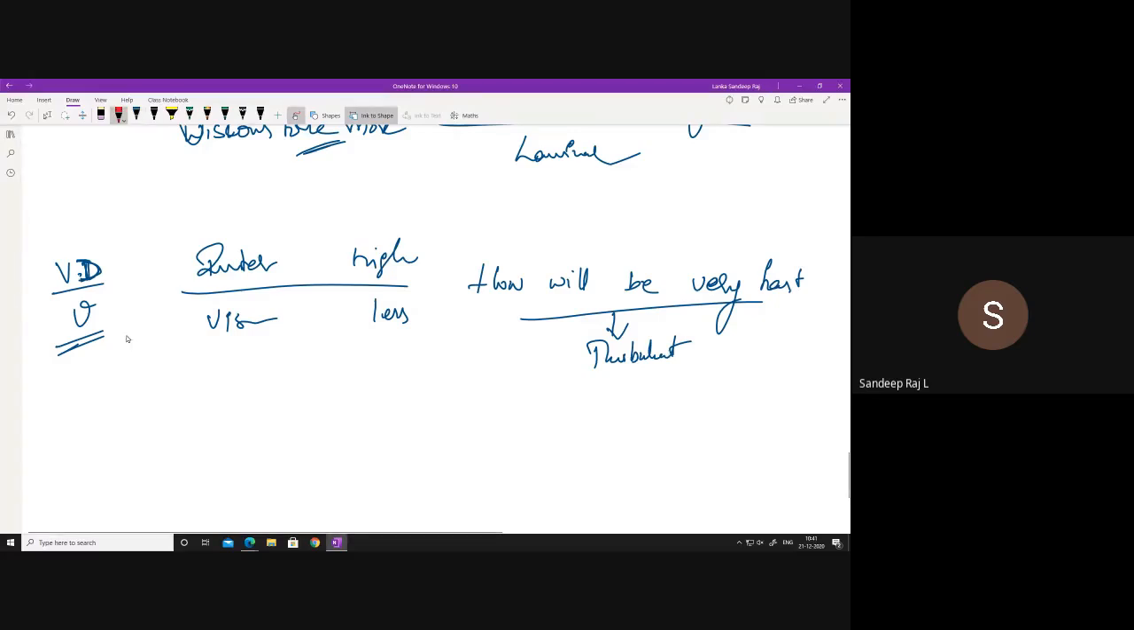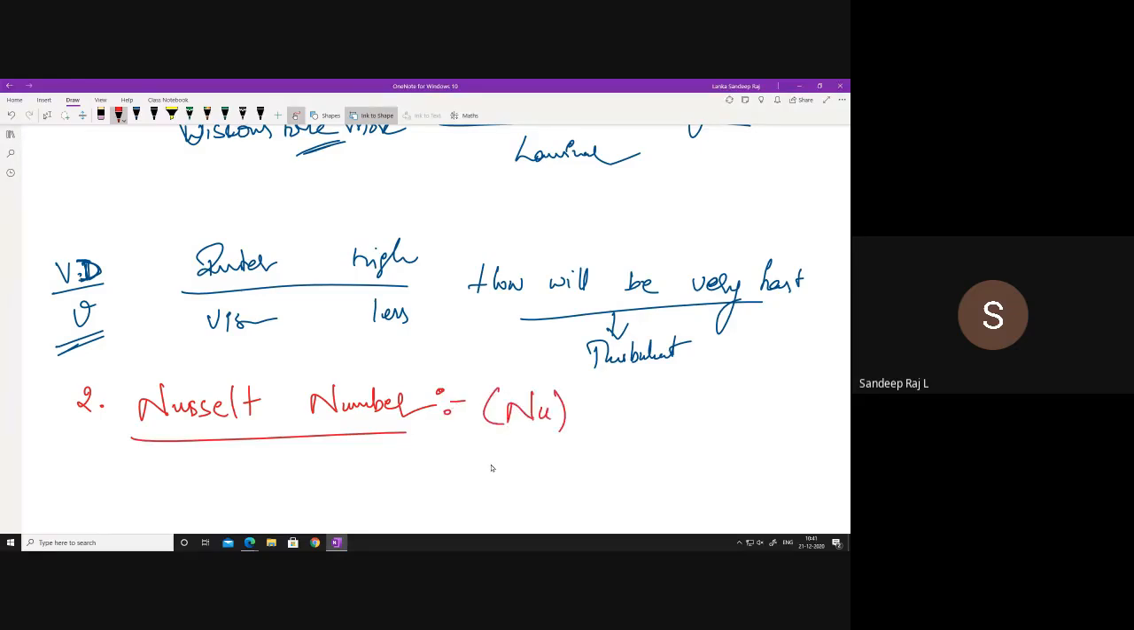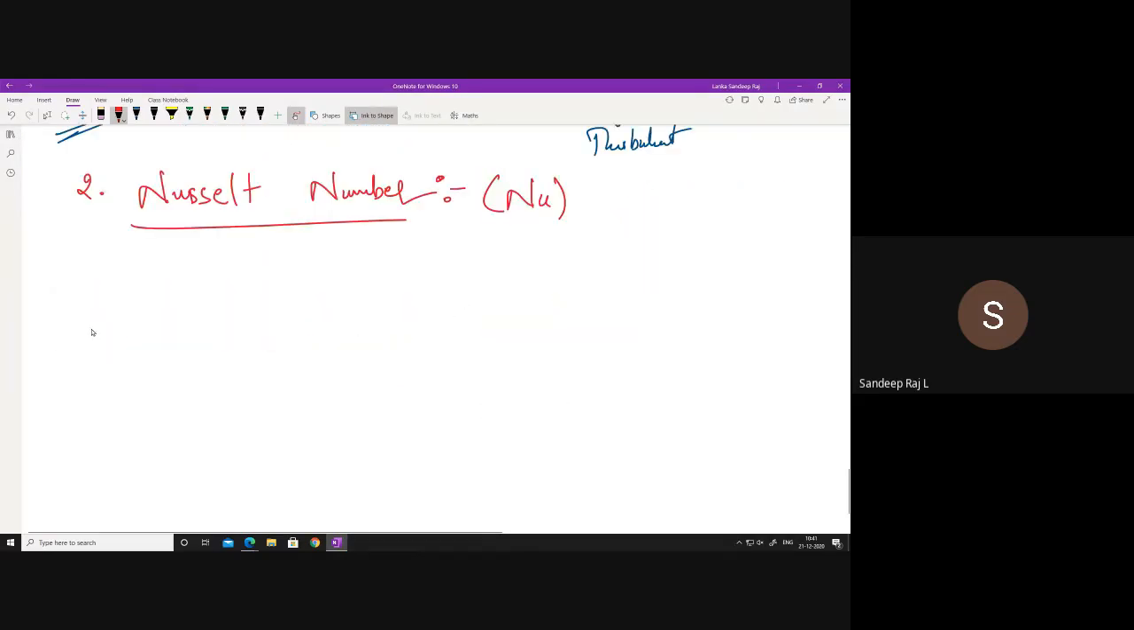Let me quickly move to the next story, the Nusselt number story. Can somebody look at the data book and tell me what is the formula for Nusselt number, or what is the definition of Nusselt number? Refer to page number 120 and tell me the formula for Nusselt number. HD by K.